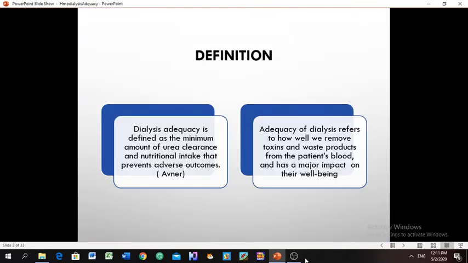Definition. Dialysis adequacy is defined as the minimum amount of urea clearance and nutritional intake that prevents adverse outcomes. Adequacy of dialysis refers to how well we remove toxins and waste products from patients' blood and has a major impact on their well-being.